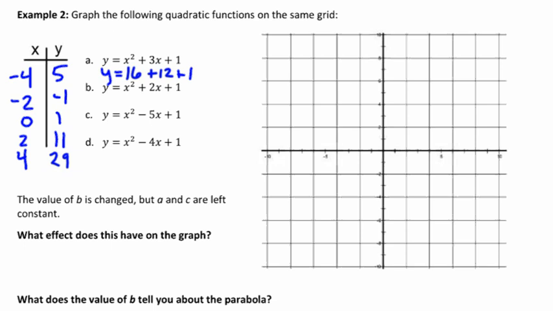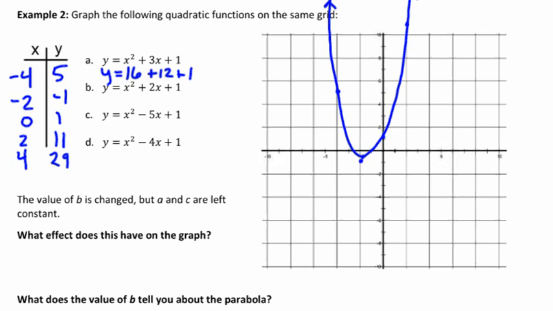So plotting those points to the right. -4 and 5. -2 and -1. 0 and 1. 2 and 11. And 4 and 29. That's going to be way above. So we can start to see the shape here without plotting that last point. That's our blue graph.